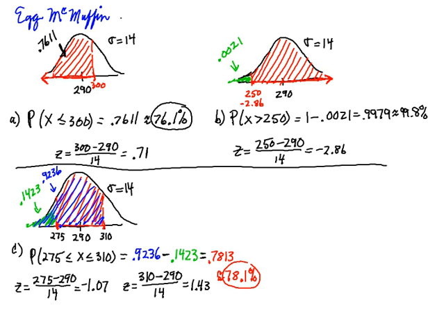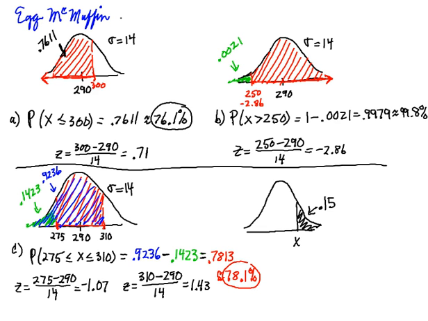Now, the last one, 15% of McDonald's Egg McMuffins are more than how many calories? So with that, 15% are more than how many calories? We're talking about the upper end here. So this is actually, again, kind of a problem in reverse. We're given the probability or the percentage, and we're asked to find the interval. In the first three problems, A, B, and C, we were given an interval, and we were asked to find the probability. Now we're given a probability, and we're asked to find the interval.